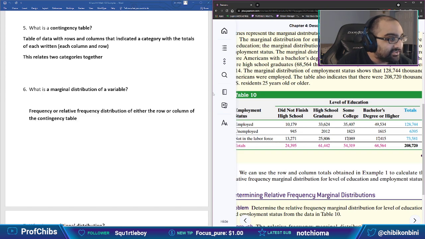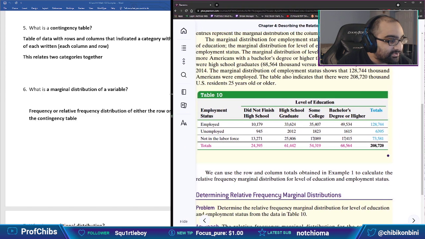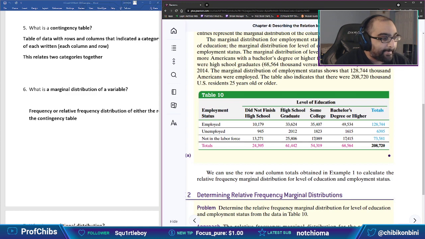I'll need to make this a bit bigger so we can view the whole page. So this right here, as you can see on screen, is what a contingency table looks like. For example, this one talks about the level of education and the employment status. They say, I have some amount of people employed, and whatever level of education, from not finishing high school up to a bachelor's degree or more.